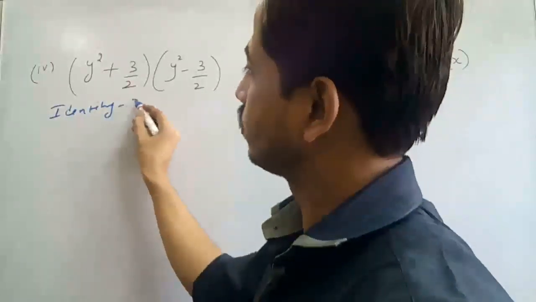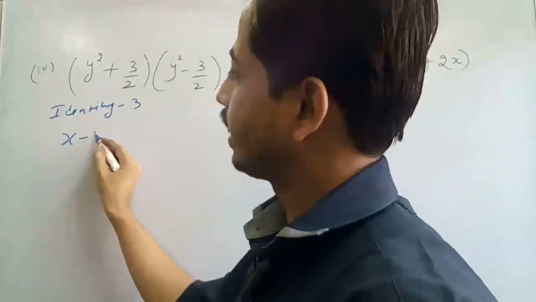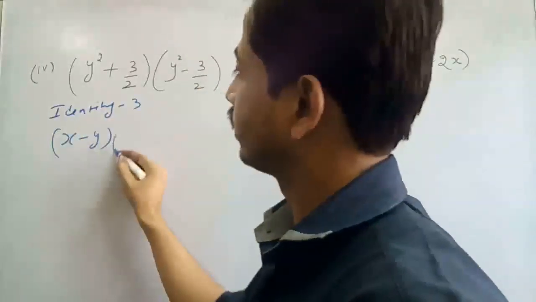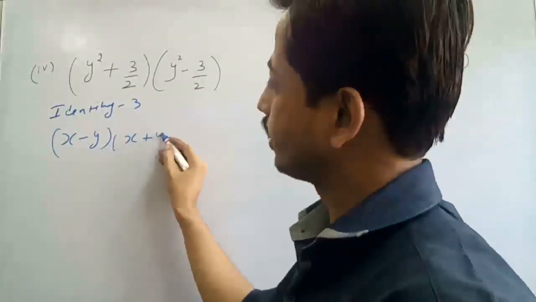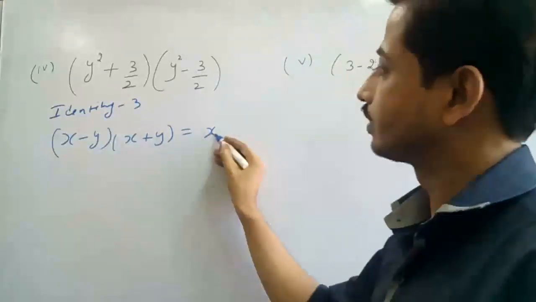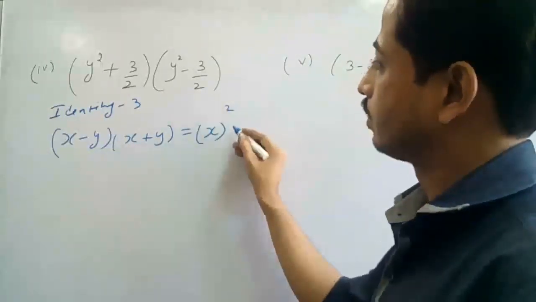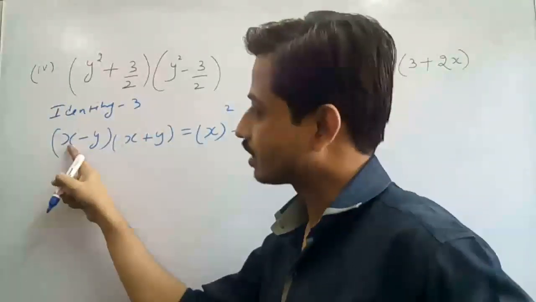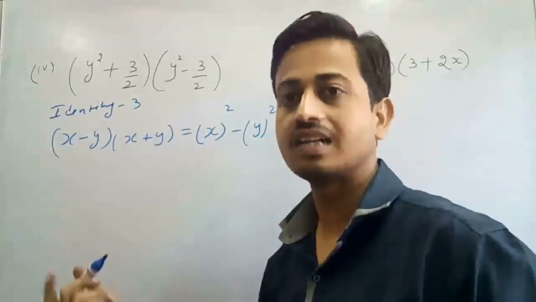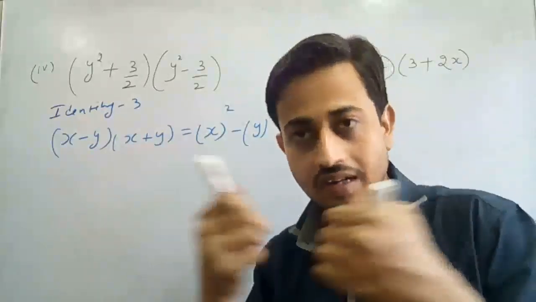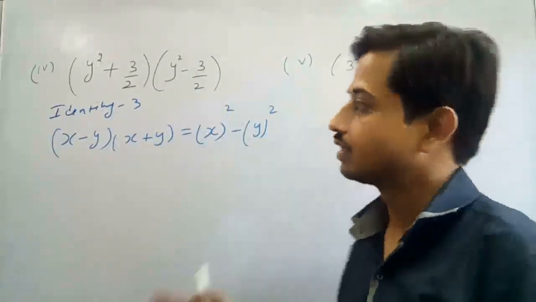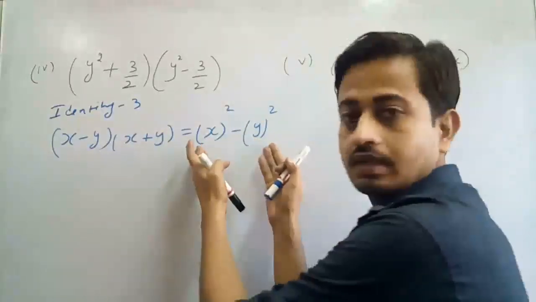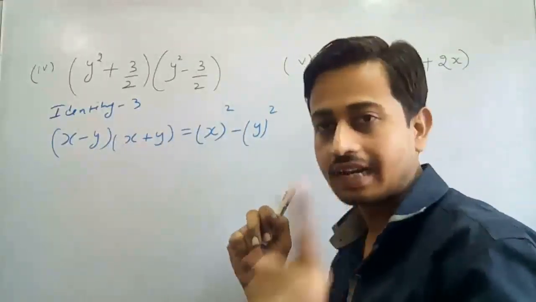Identity 3. What is identity? (x minus y) and (x plus y) is equal to what? x square minus y square. It means if the terms are the same but the signs are opposite and they are multiplied, then what will be the result? Square of both and take the sign of negative.